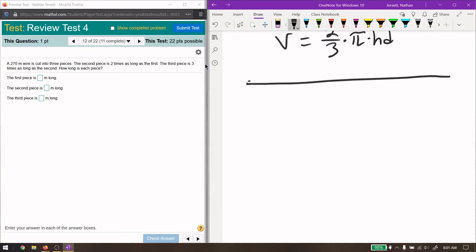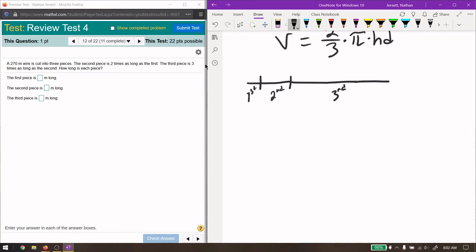So the first piece is like this, the second piece is like this, and then the last piece is 3 times as long. Drawing it all in line is not going to help, but that's approximately the first and the second, and then it's going to be 1, 2, 3, so it's going to be like that. This is the first piece, the second piece, and the third piece.